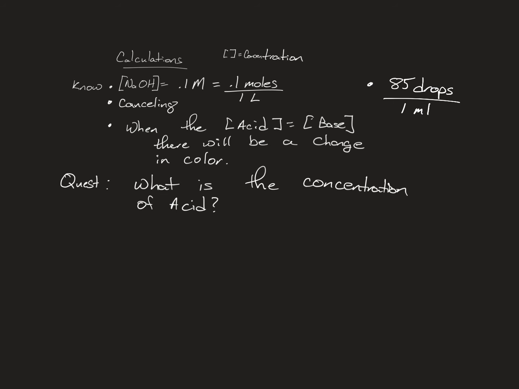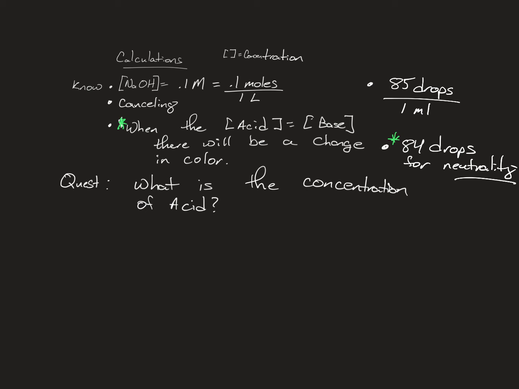And then the other thing that you definitely know is how many drops did it take to get the acid and base to equal each other? 84. So it took 84 drops for neutrality. Right? And that's when these two things are the same. When the two concentrations are equal, they're neutral.